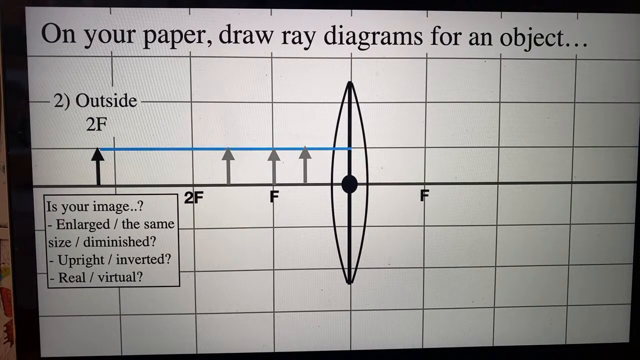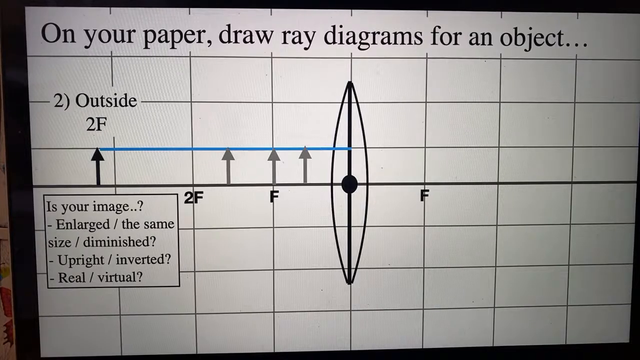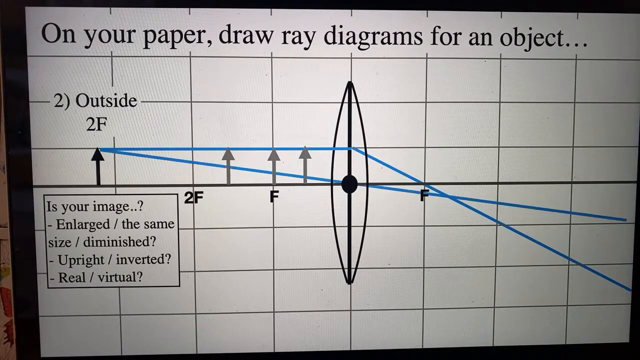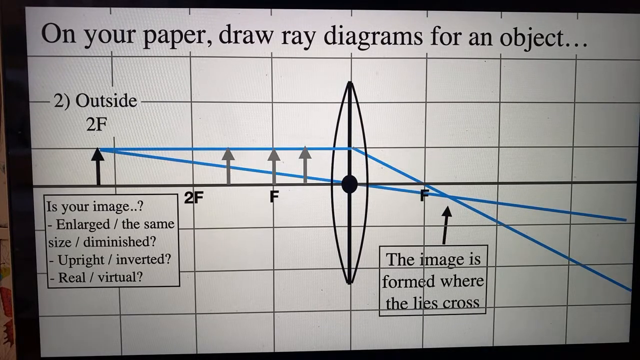If you put an object outside of 2F, more than 2 focal lengths away, what happens? Well, your first ray of light goes parallel to the principal axis and then through the focus, and the second one goes right the way through, and look, the image is formed where the lines cross. Oh, it's a little bitty image. Why would that be useful?